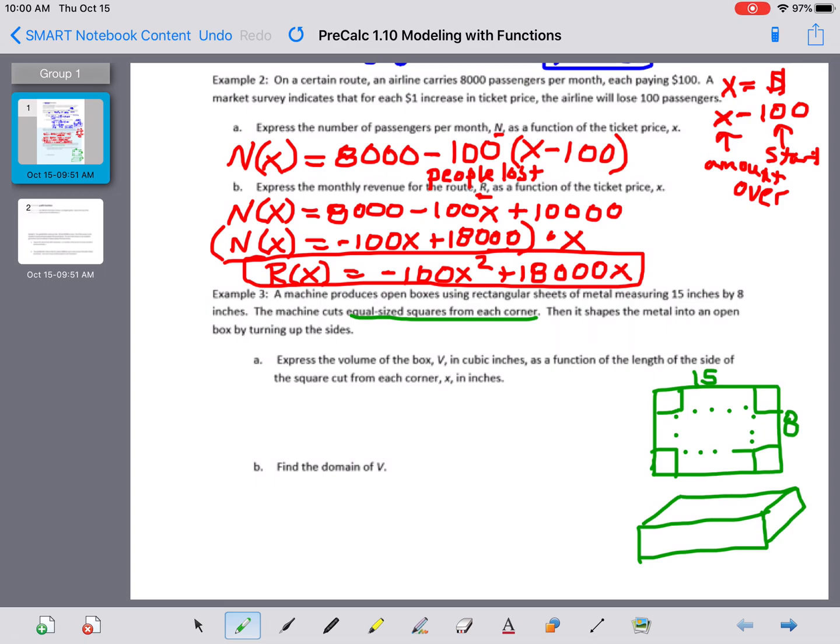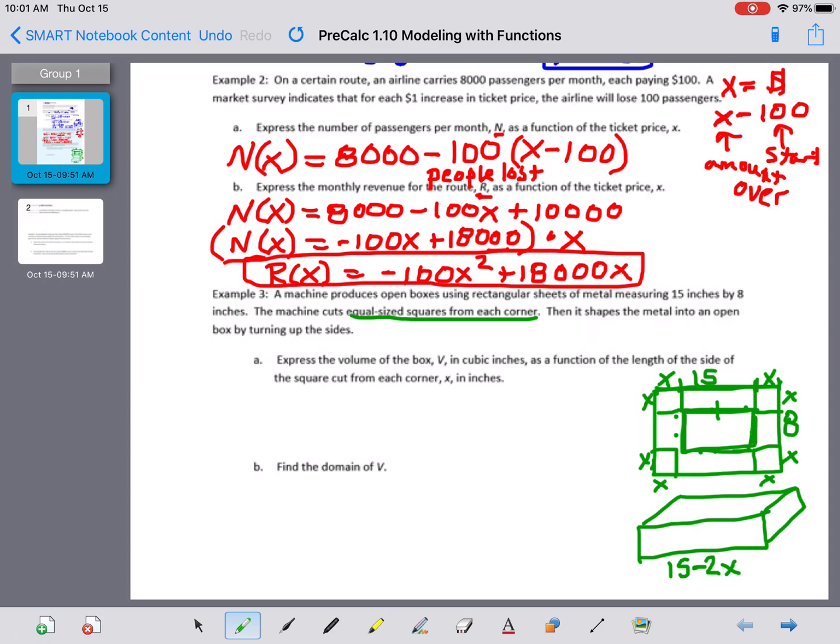So now we have to think about this: it shapes the metal into an open box by turning up the sides. Express the volume of the box in cubic inches as a function of the length of the side of the square cut from the corner, x. So we don't know how big of a square they're cutting, but because it's a square, all of these little corners are x. Think about it. This side right here used to be 15, but I'm cutting out 2 corners of it, 2x. So this mark right here is 15 minus 2 of the x's. So I'm going to put it down here, 15 minus 2x, okay?